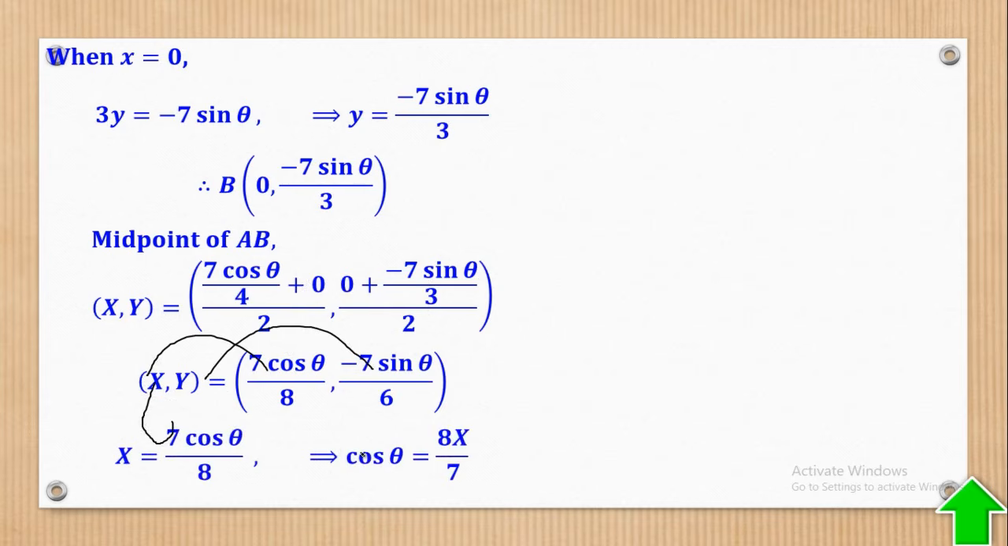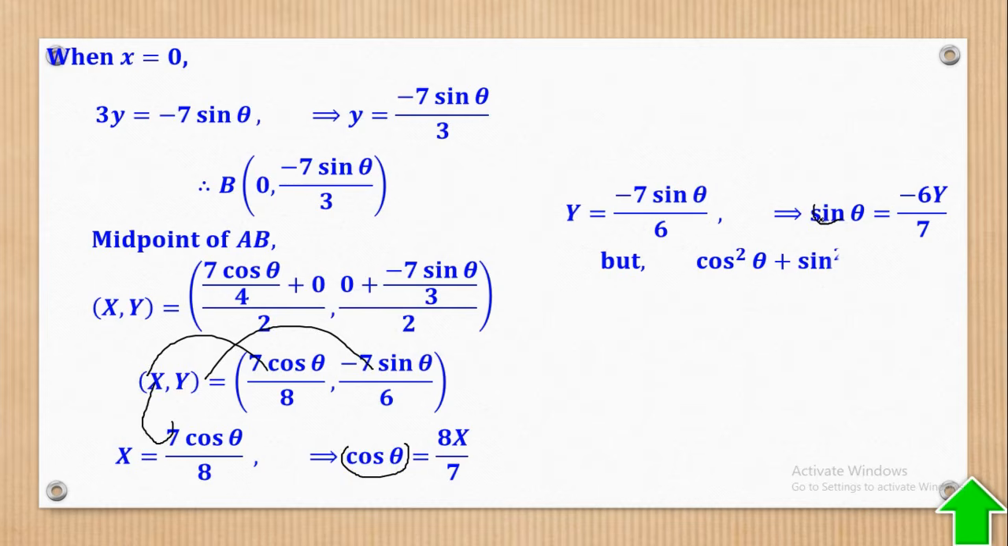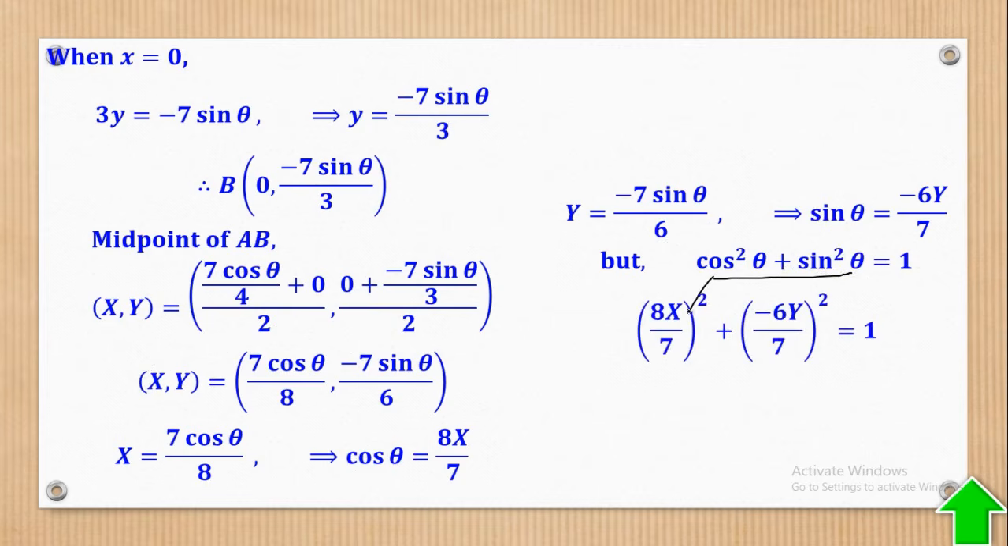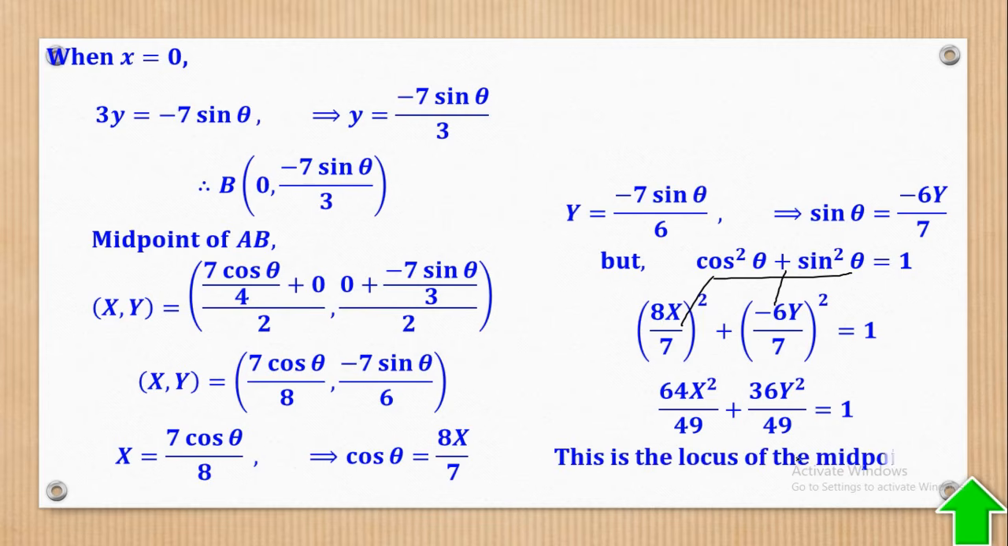Therefore, remember I told you the locus means that you have to eliminate theta. So here I have to make cos theta the subject. And from this Y I also make sin theta the subject. Then I remember the Pythagoras identity. Therefore, I substitute for cos theta and also for sin theta. Open brackets to come up with that. Therefore, this is the locus of the midpoint AB.